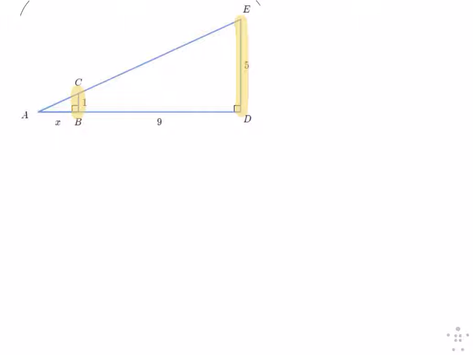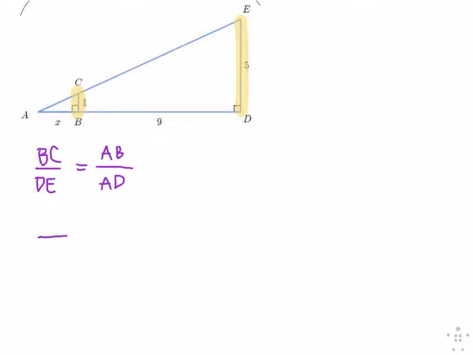And then what we can do is look at the bottom side. So side AB corresponds to AD. If I want to set up a proportion looking at the corresponding sides, I'll go ahead and list the actual letters for the line segments. So BC corresponds to DE, and then we have AB, and AB corresponds to AD.